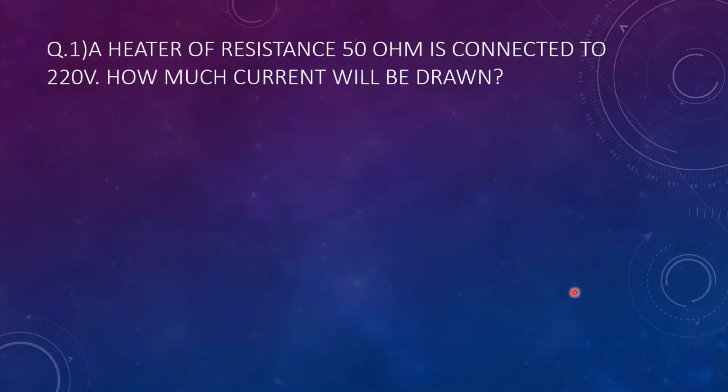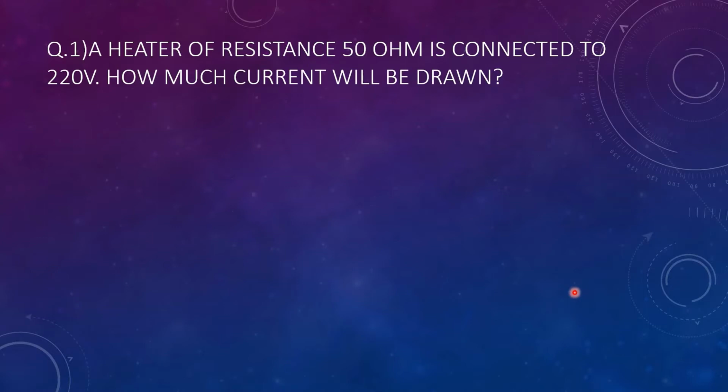Hello students, in this video we'll discuss numericals based on resistance and resistivity. We know that resistance is a property of a substance to resist the flow of current, and specific resistance is known as resistivity. In this video, numericals based on resistance and resistivity will be discussed.